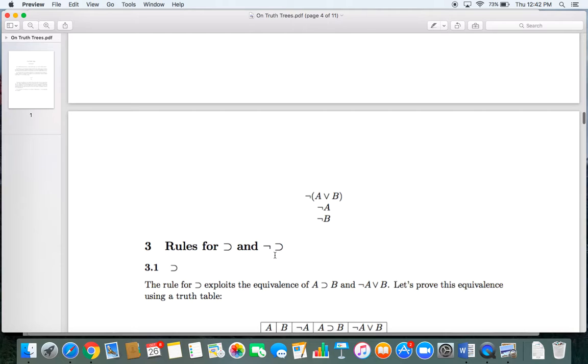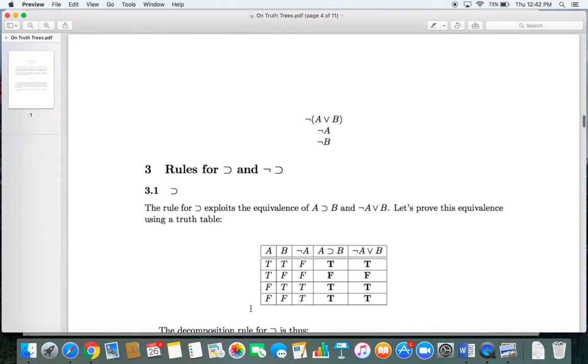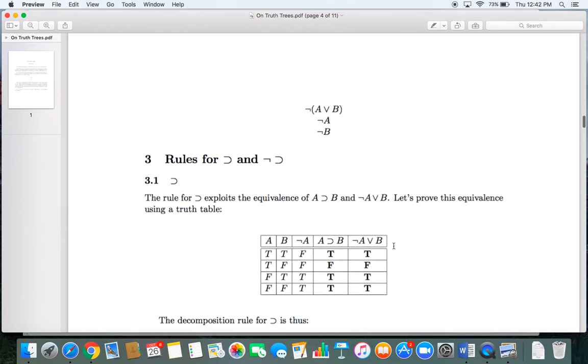The rules for the horseshoe and for the negated horseshoe make more sense if you remember that the sentence A horseshoe B is in fact equivalent to not A or B. If you haven't seen this before, I've got a truth table here that illustrates that. When is A horseshoe B false? Only when A is true and B is false, which of course is also the unique condition under which not A or B is false. We would need to have A true and B false.